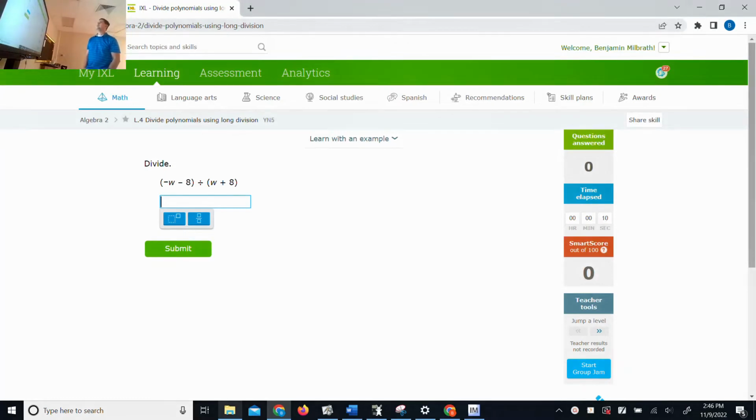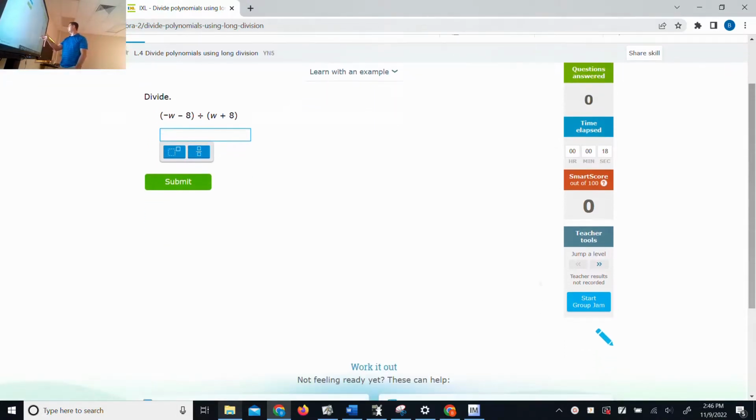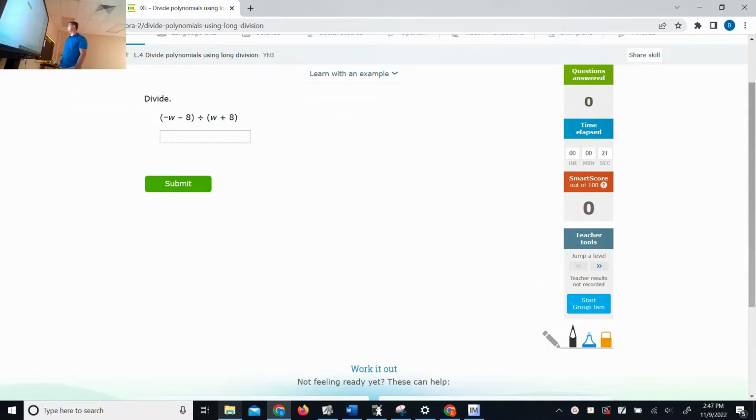So here we are doing Algebra 2, L4, Divide Polynomials using long division. It's going to be like every other IXL. It's going to start off pretty easy. And we're going to write this vertical to some degree so you can see what's going on.